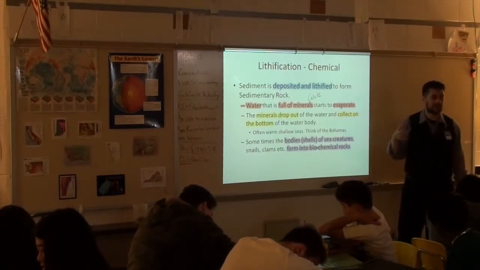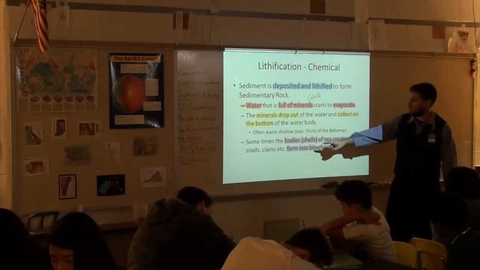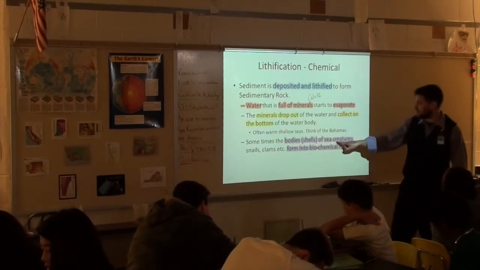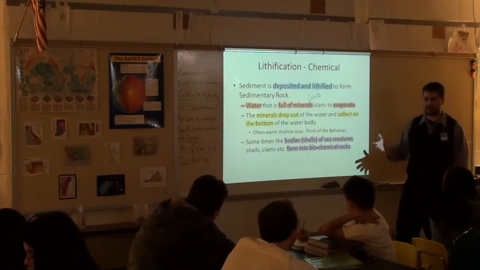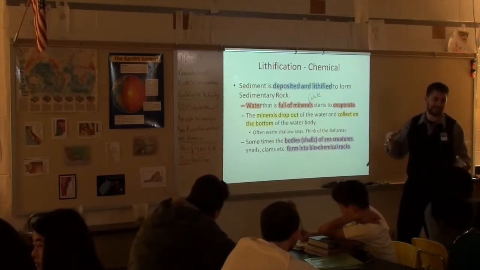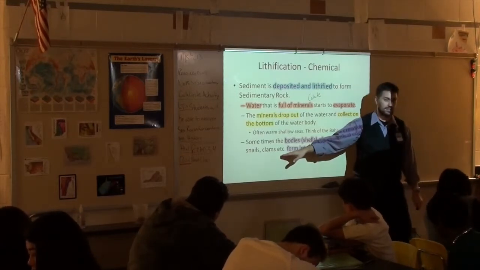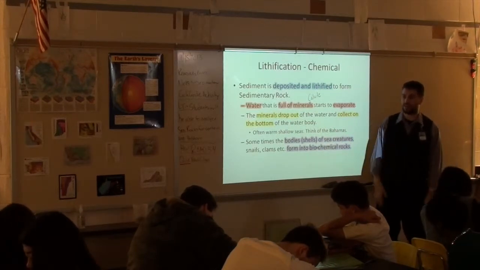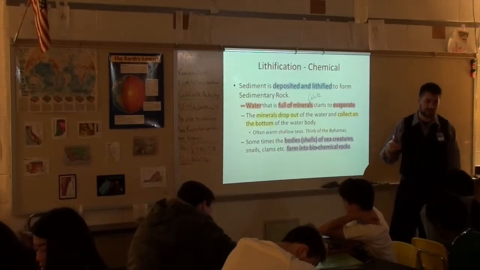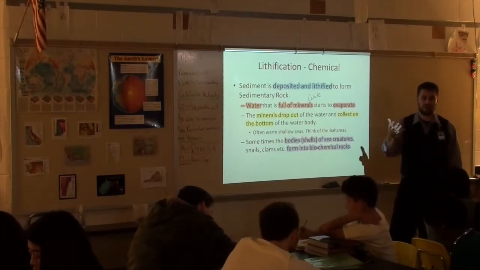Now, remember that coquina that I showed you in the picture? It's that rock that I said was biochemical. It is a rock made of the bodies or the shells of sea creatures like snails, clams, lobsters, all those things. Anything that has a calcite shell, like in my fish tank at home that actually stays alive, I've got 3 clams and 1 snail. So the shells of the clam and the snail.